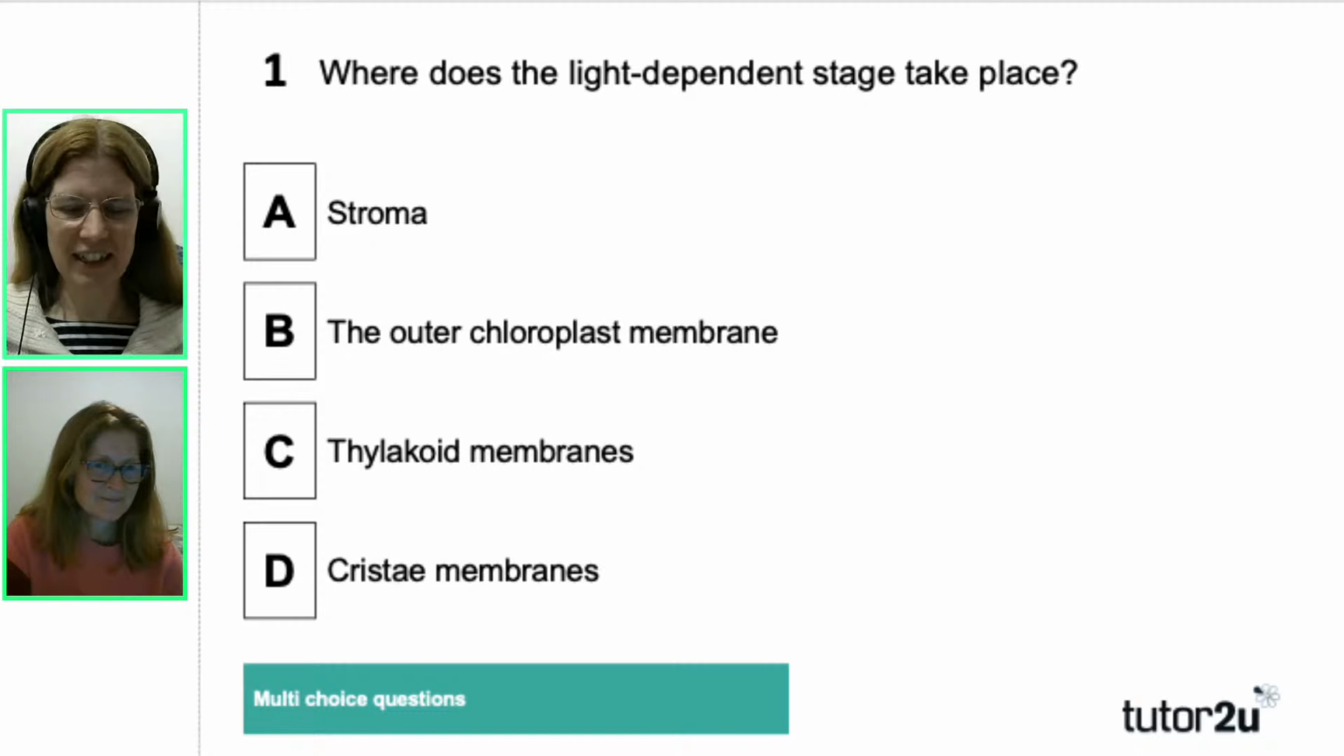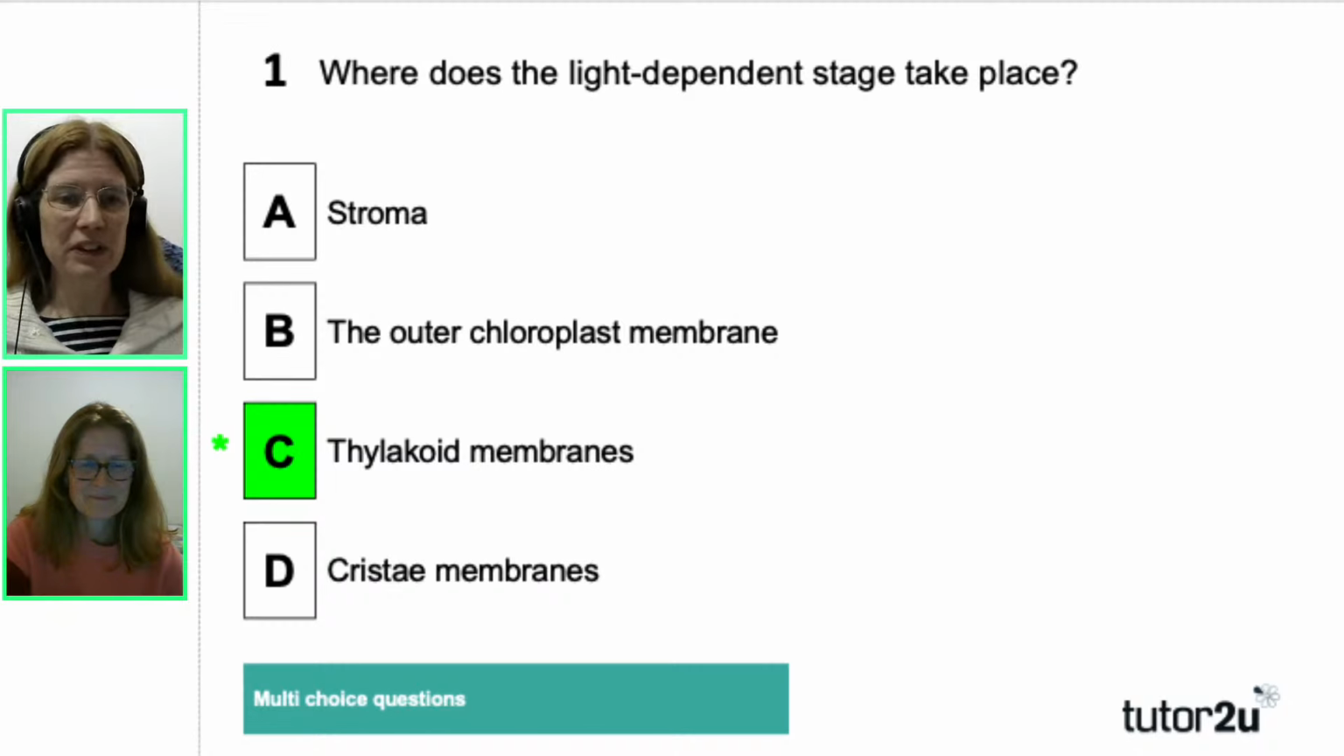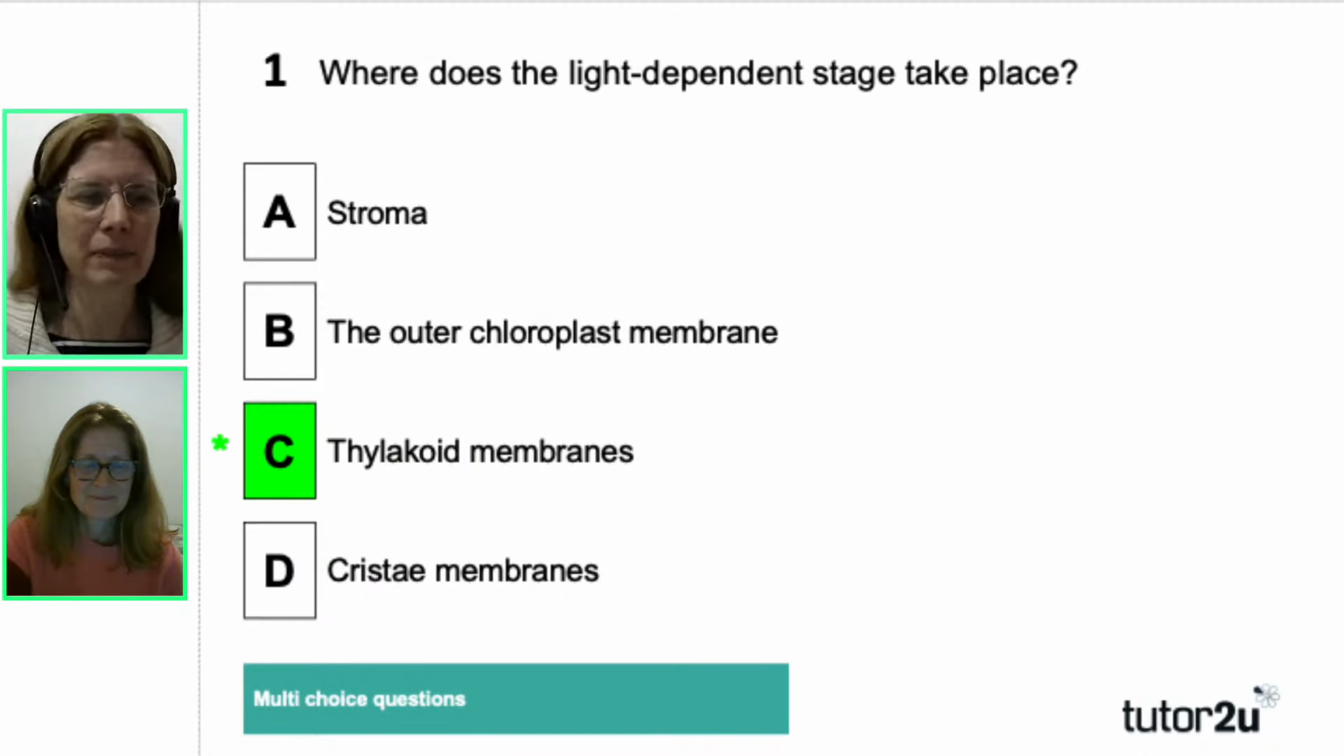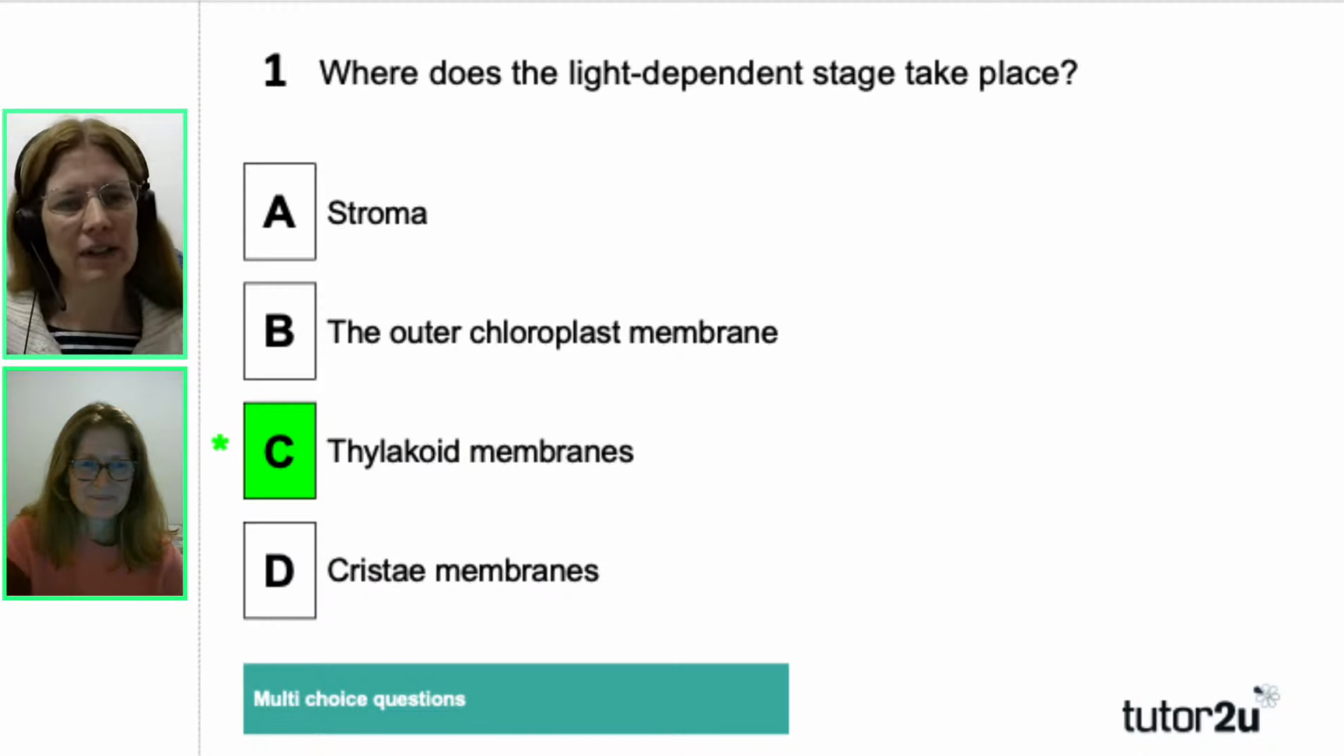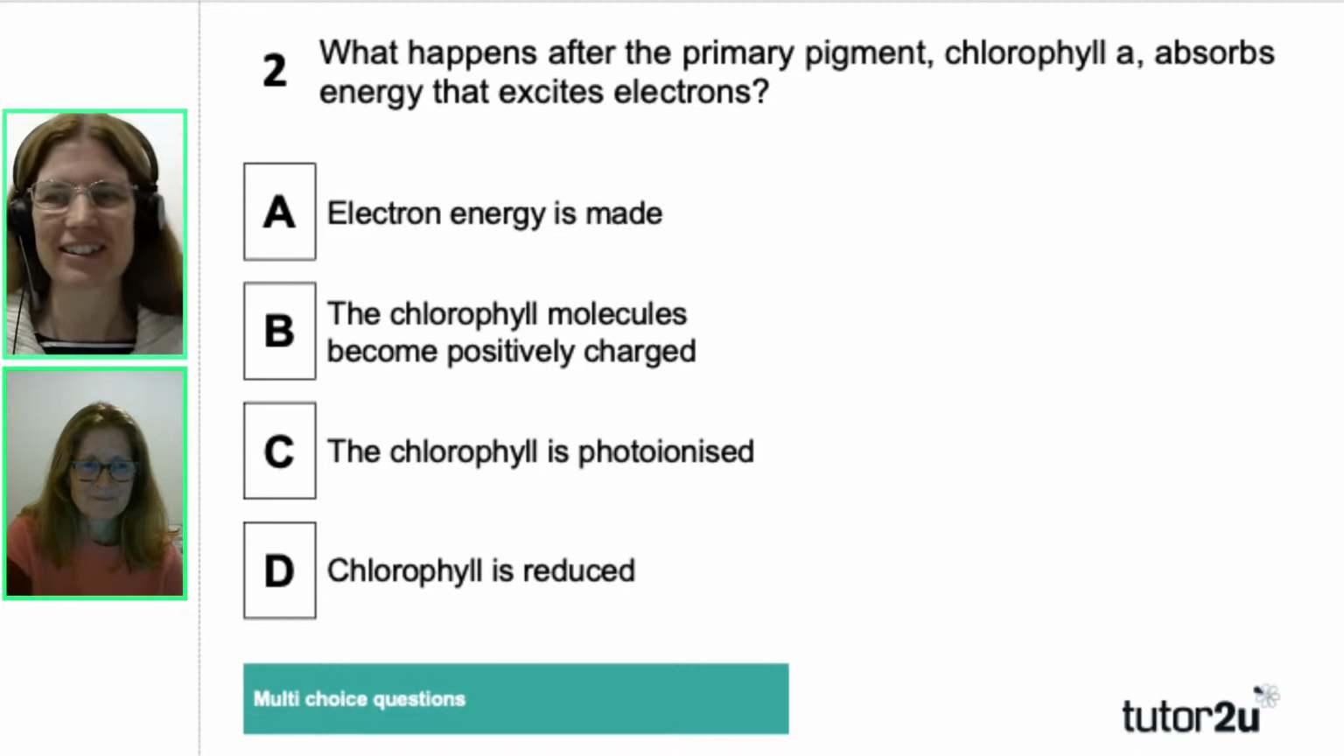I can see that is going to be a nice one to start off. You're all on the right chapter page for that one. Right, so let's have a look at the answer. It is, of course, the thylakoid membranes. Those membranes are inside the chloroplast, making up the grana. That is exactly where the thylakoid membranes are, and that is where the light dependent stage takes place. Right, let's do another one.